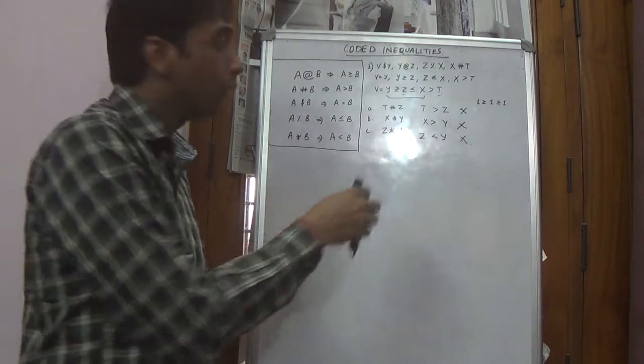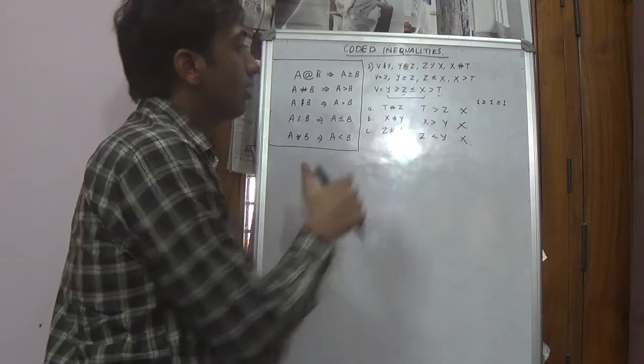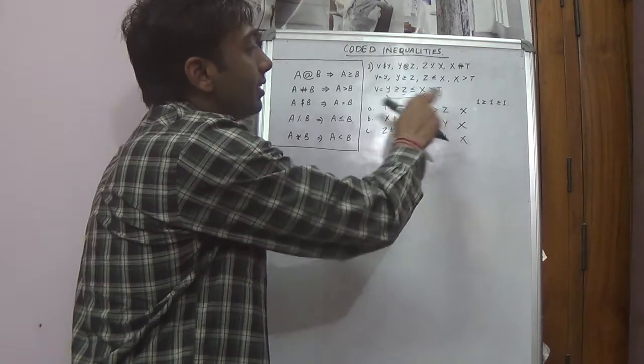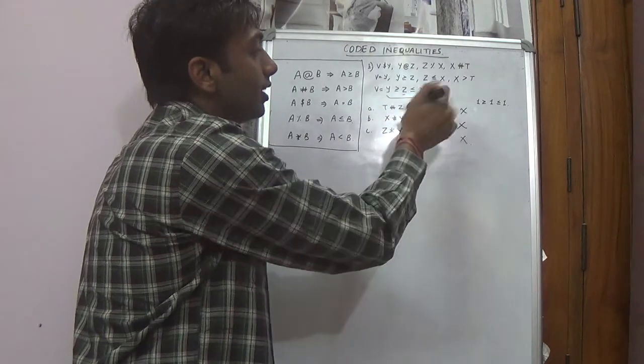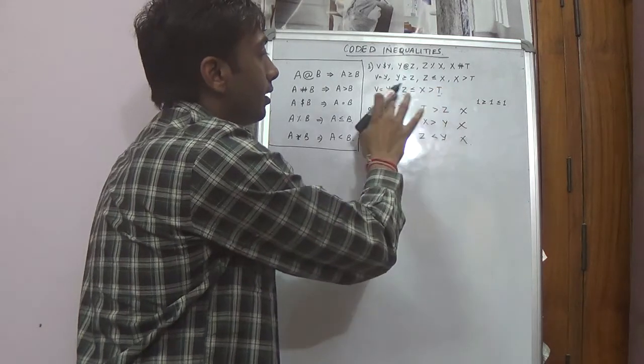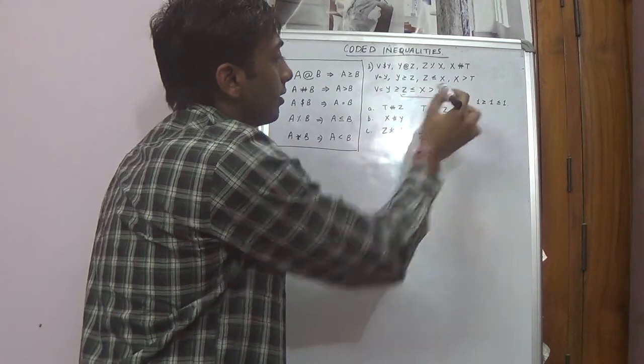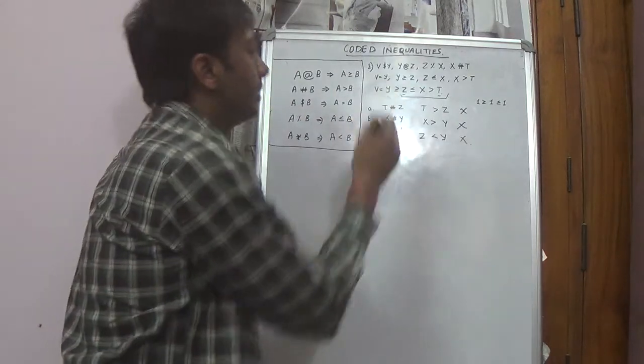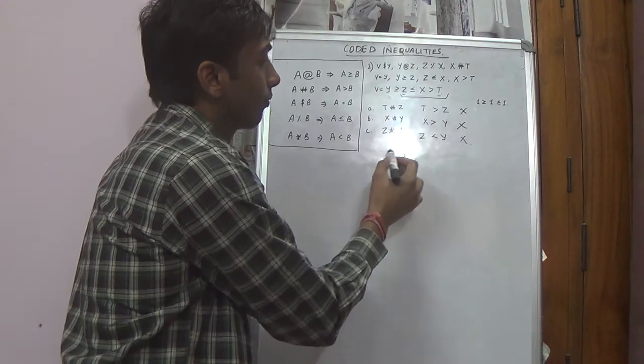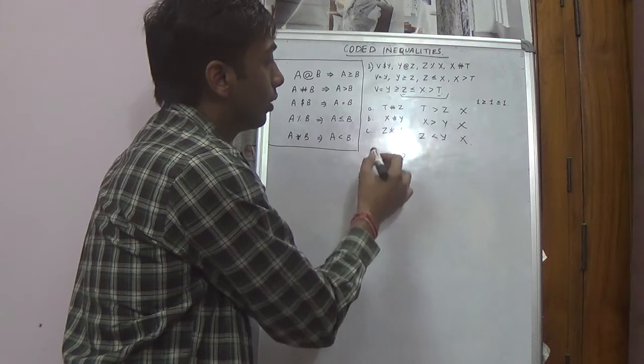So I'll repeat how it is done. We have to see T and Z. The connecting variable is X. So we will take these three. We have assumed X to be 2. Now Z is less than or equal to X.